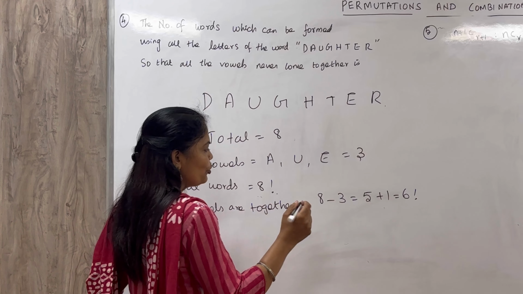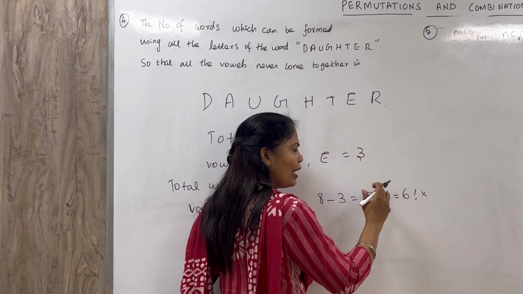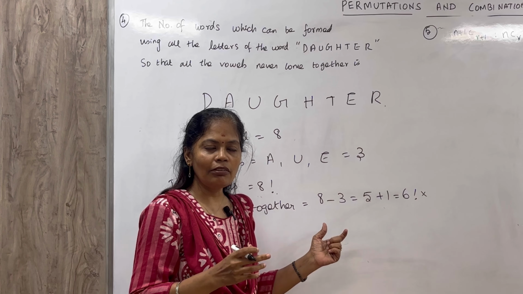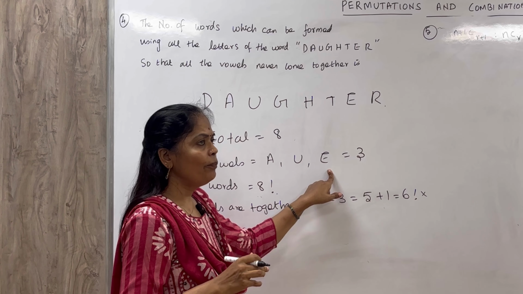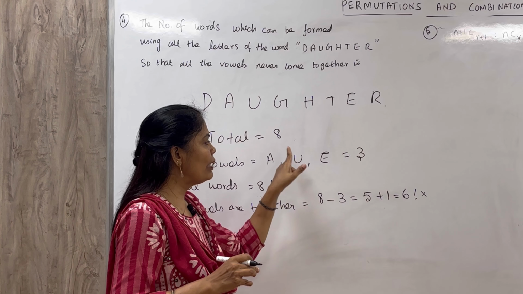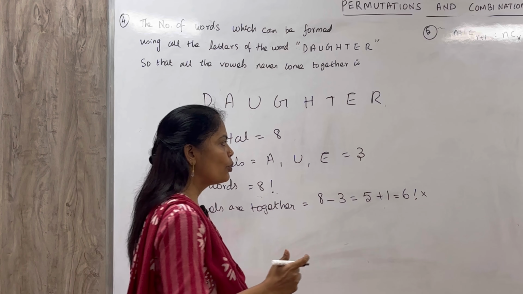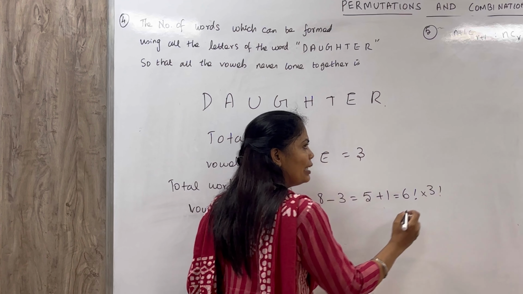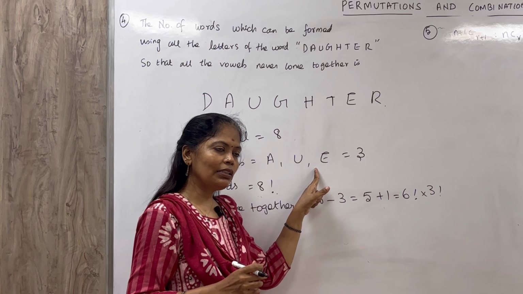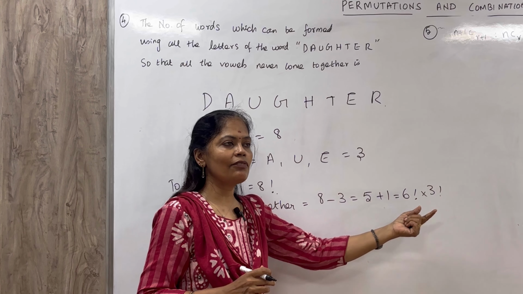Okay, and the vowels are together. All the three vowels can occupy all the three places, right? Because all the vowels are together. The A, U, E: the A can come here also, here also. Same way, U will be in the first place or third place. E will be in the first place or second place. All the three letters can occupy all the three places. But they didn't say which letter comes first, which comes second, which comes third. All the vowels should be together. So all the vowels occupy all the three places, 3 factorial ways.